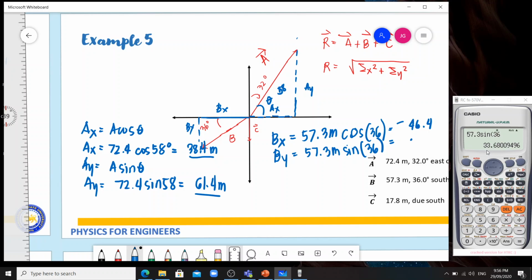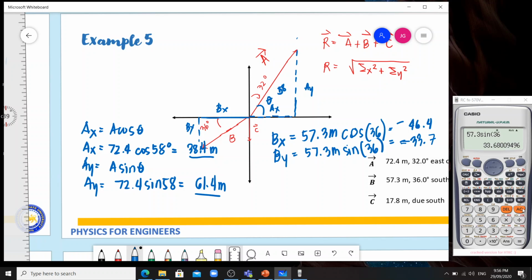33.7. Yan ang sabi ng calcu. Pero alam ko na negative siya, kaya lalagyan ko na lang ng negative. Paano ko nalaman na negative? Kasi automatic na sa third quadrant.